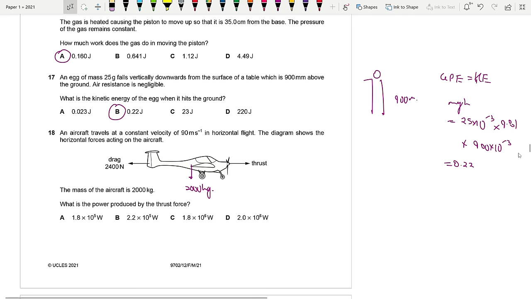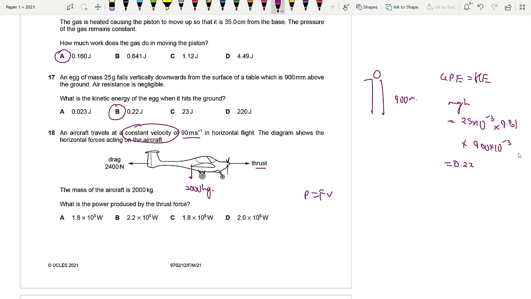Basically, we're traveling at constant velocity of 90. So check this out, guys. P is equal to FV. Since we're traveling at constant velocity, the mass was given to trick you. Understood?